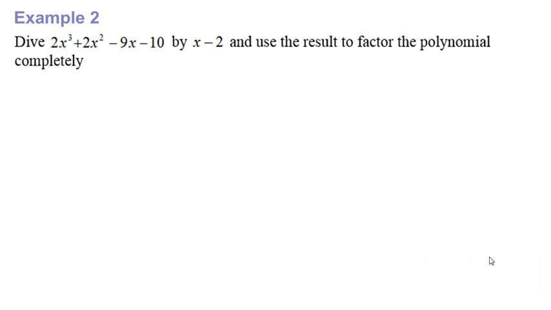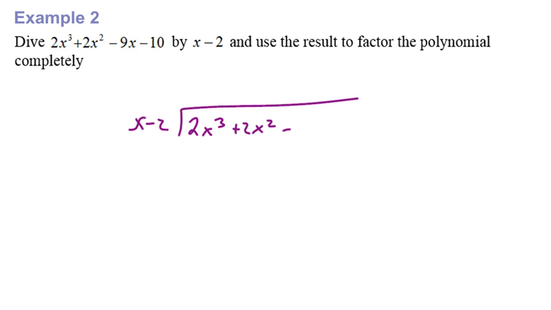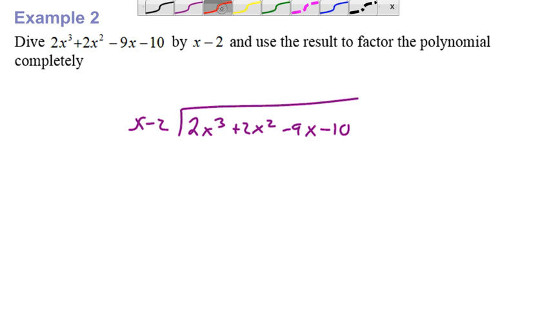Let's go and check out example number 2. So I have our polynomial function 2x cubed plus 2x squared minus 9x minus 10. Divide that by x minus 2. Let's just do another practice problem right here. All right, so we're going to do x minus 2 divided by 2x cubed plus 2x squared minus 9x minus 10. All right, let's go to town on this bad boy.